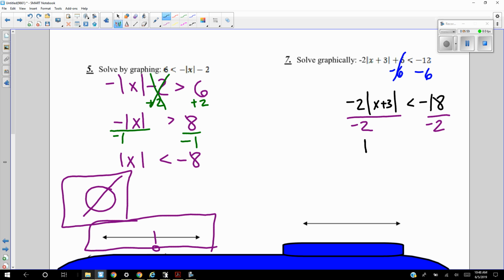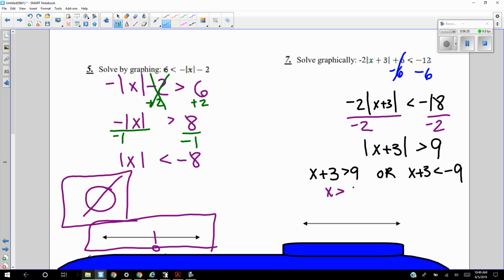So it's the absolute value of x plus 3 is greater than 9. So if it's a greater than problem, we can now split it into 2 inequalities. X plus 3 is greater than 9, or x plus 3 is less than negative 9. Subtract 3 from both sides. Here's the answer in inequality form.